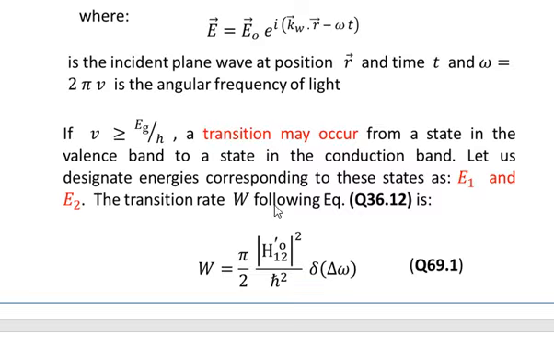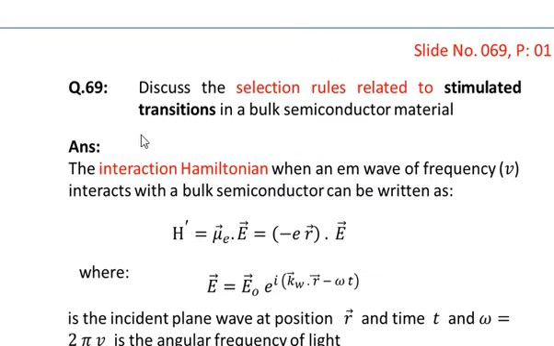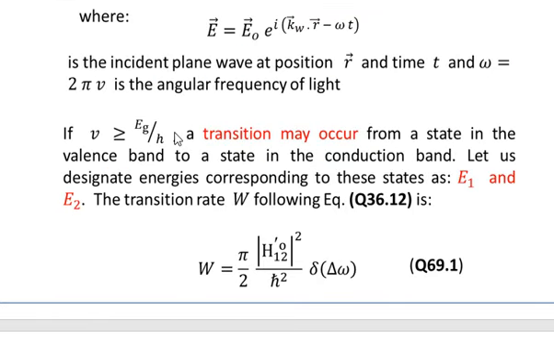The transition rate W, following equation number 36.12, is given in equation number 69.1, that is capital W is equal to pi by 2 into the absolute square of H prime 12 divided by h bar squared, multiplied by delta of delta omega. You see that we are talking about the transition rate, and in the question we have mentioned stimulated transitions. Stimulated transitions could be stimulated absorption or stimulated emission. Here we are concentrating on the stimulated absorption, because the stimulated emission will follow the same rules. So we are going to discuss the stimulated absorption.